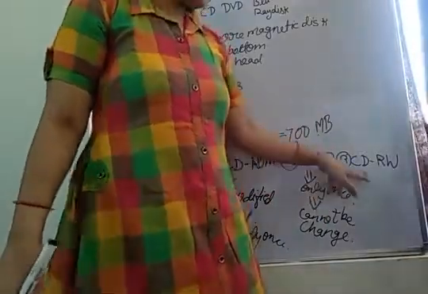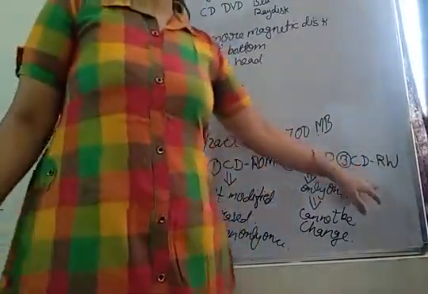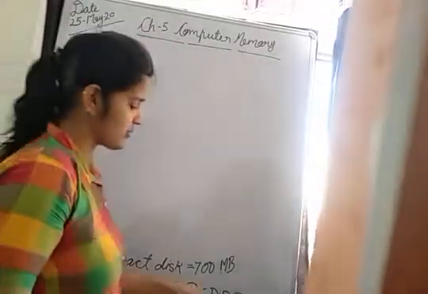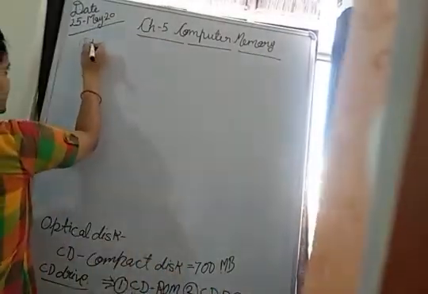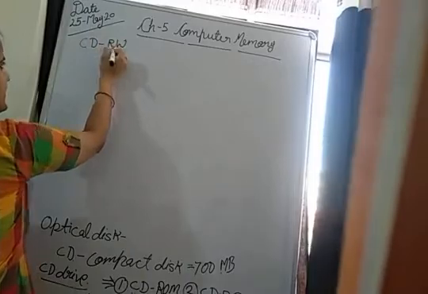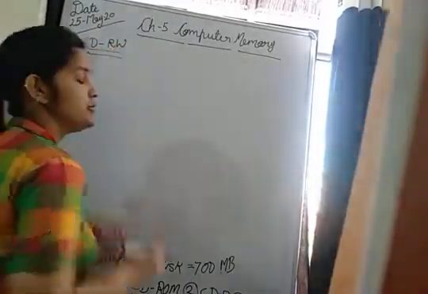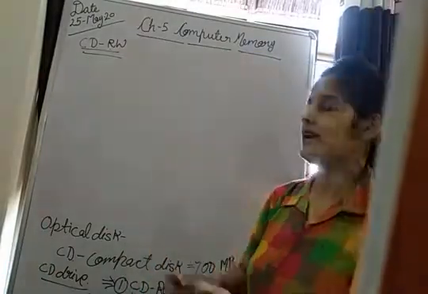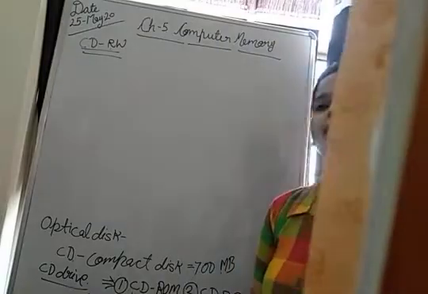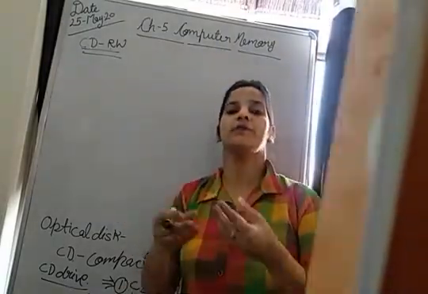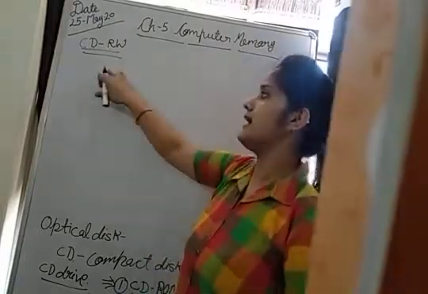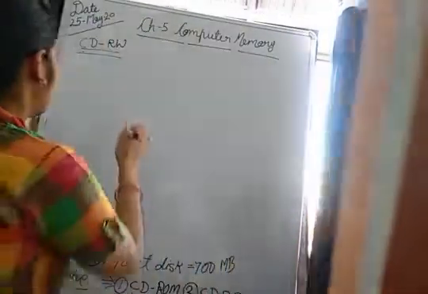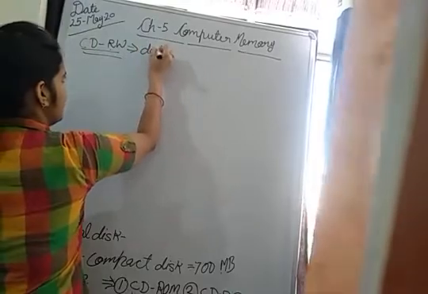Okay. Now the next one is CD rewritable. CD rewritable means compact disc rewrite. Means on this CD you can write and read the data as many times as you want. Means any number of times you can write the data. When you write the data, you can read it, you can modify it, you can erase it, and again you can write the data on the CD. So here you can write data again and again.